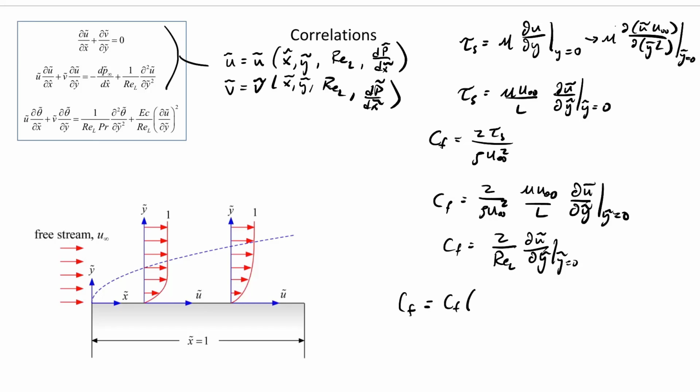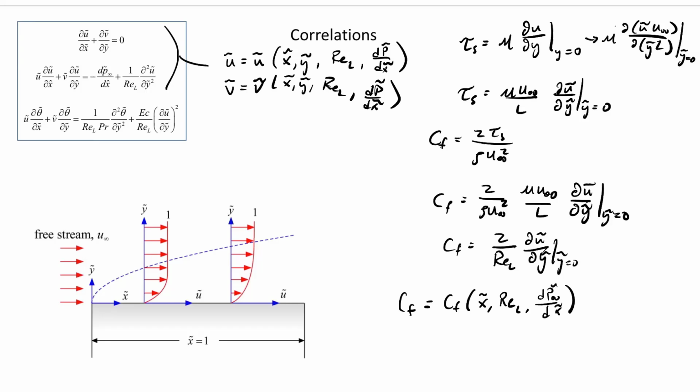So coefficient of friction is a function of x tilde. Is it a function of y tilde? We're evaluating the equation at y equals 0, so it's not going to be a function of y tilde, just because of our definition of coefficient of friction here. Okay, so it's not a function of y tilde. It is a function of Reynolds number, and it is a function of the pressure gradient, right? Because that appears in our u term there. So we end up with dp infinity dx.